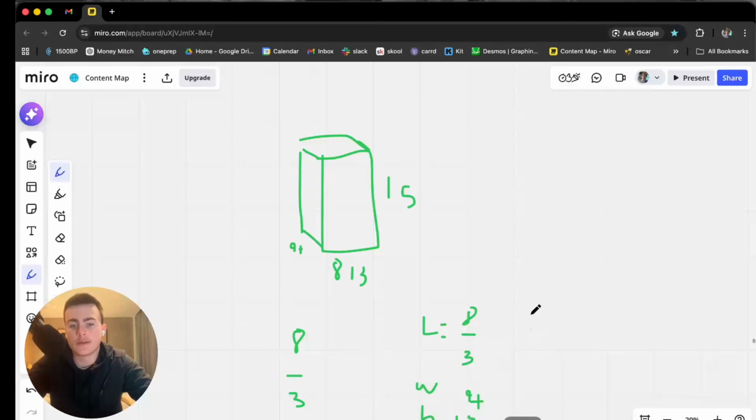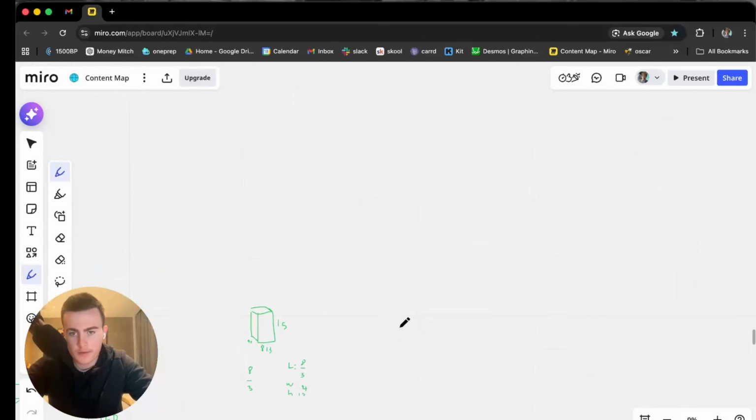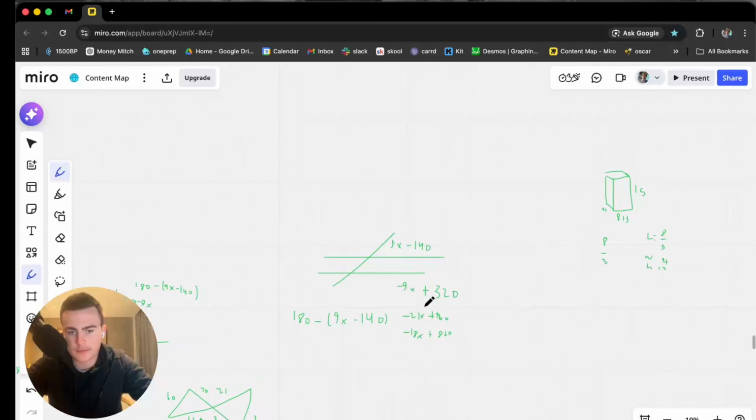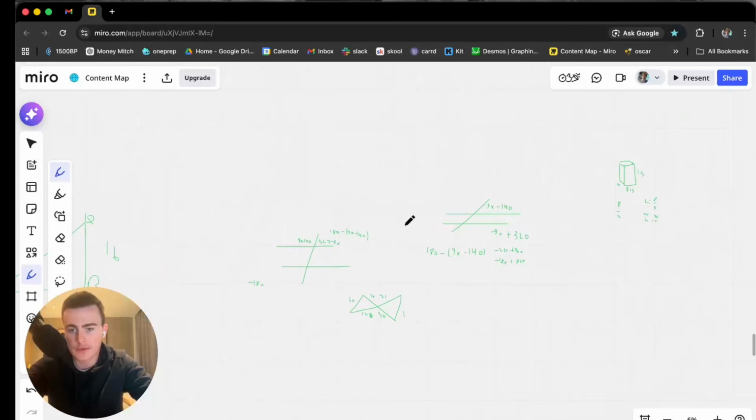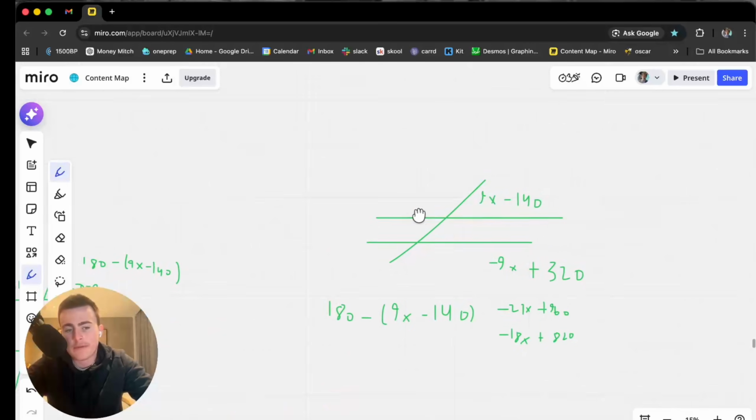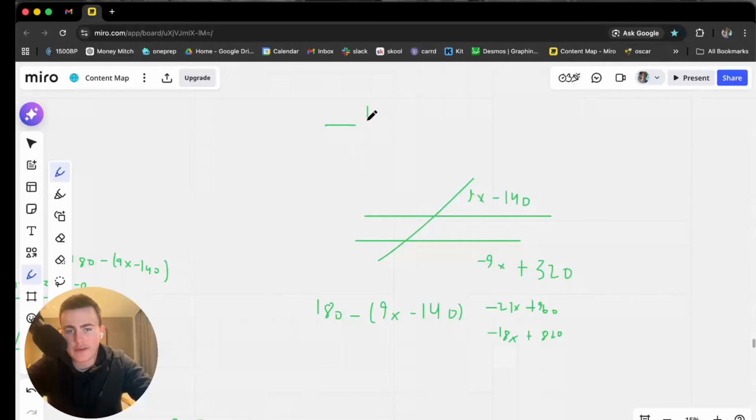Any two of the angles. I'm so stupid. Sorry, guys. I'm really unintelligent. So if you have two of these acute angles, I was doing it right. If you have two of these acute angles, it would just be negative 18x plus 640.